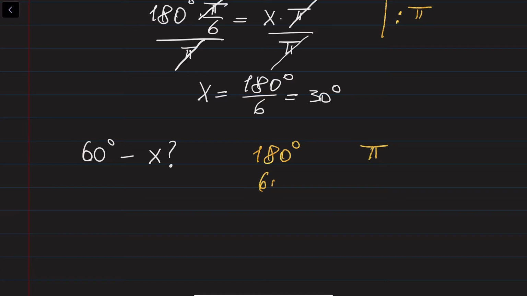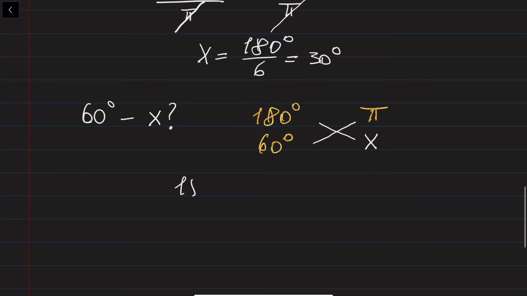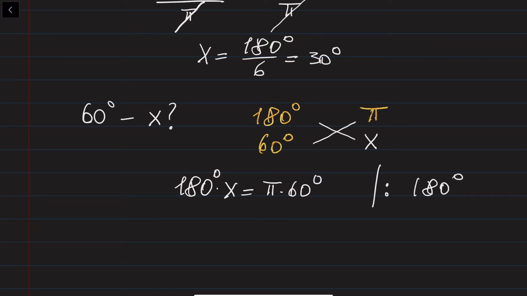Now you're given the degrees, so I'm going to write down the degrees on the bottom. Now I have to find its equivalent in radians. Again, I'm just going to multiply cross by cross. So it's going to be 180 degrees times x is equal to pi times 60 degrees. I need to find x, so I'm going to divide both sides by 180 degrees. I can divide this side by 180 and this side by 180.